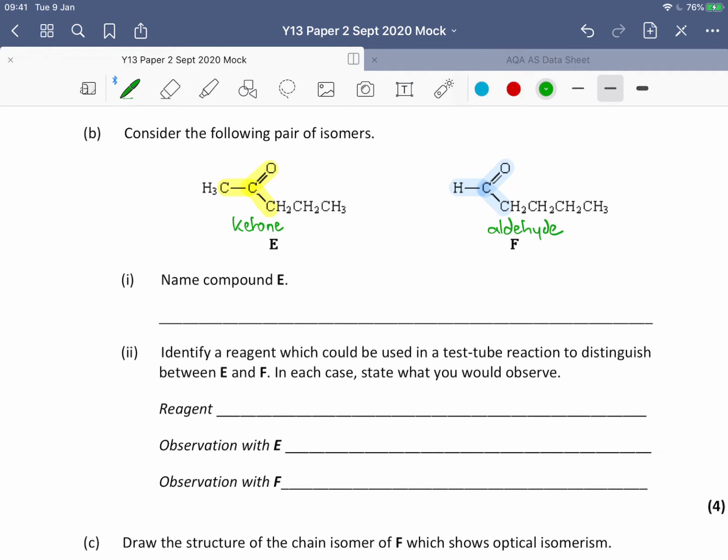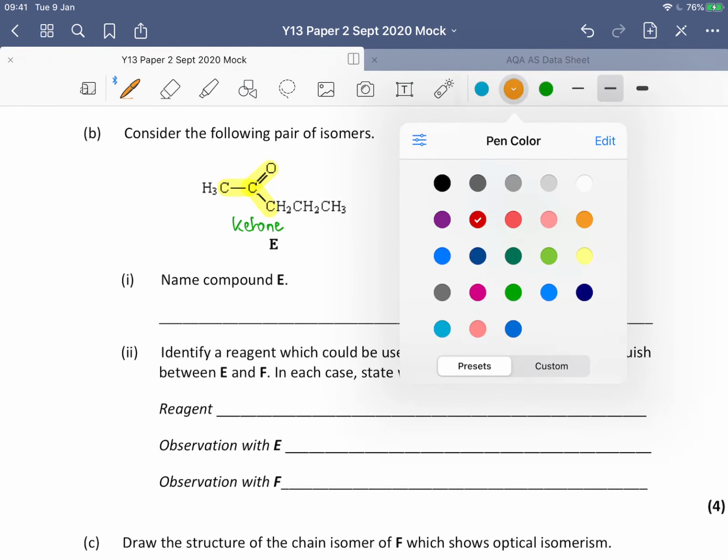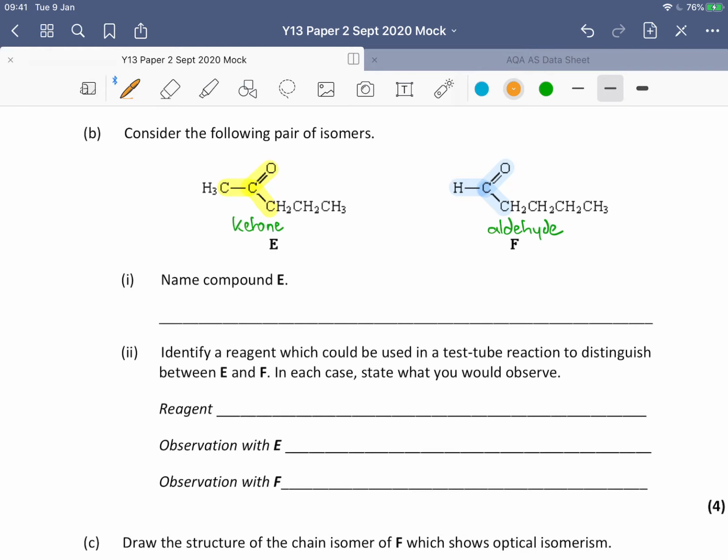So name compound E. If you remember, in the first video, the one where I went through question 1, the very first question was naming a compound, and I talked about strategies. The first thing to do is to find the longest sequence of carbons, the longest chain, and that's the longest chain, right? And there are 5 carbons there, so it's pent.